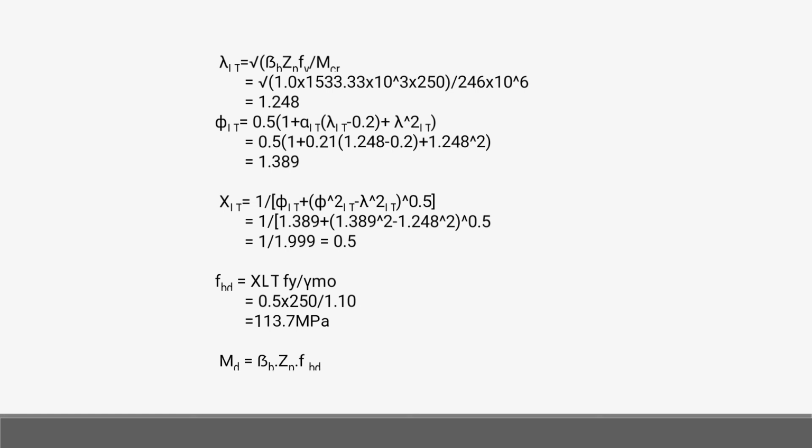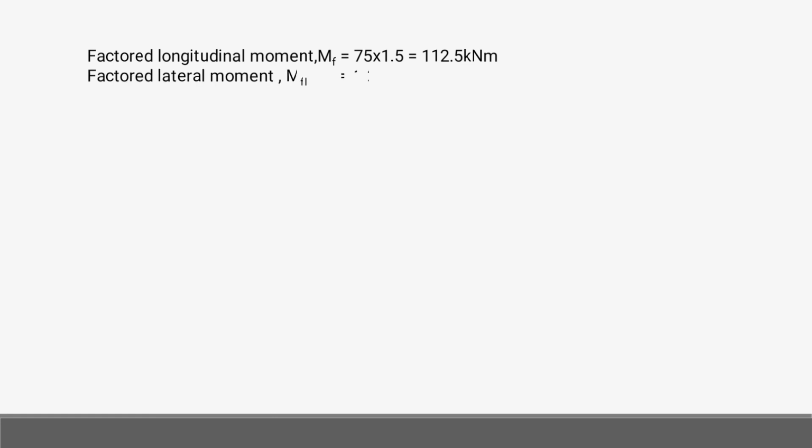So Md is equal to βb into Zp into fbd. This formula is also from our code book IS 800:2007. Apply all the values and you get the answer 174.34 kilonewton meter. Factored longitudinal moment Mf is equal to 75, our moment load, multiplied by 1.5, the load factor constant value. So you get 112.5 kilonewton meter. Factored lateral moment Mf is equal to 1.27 into 1.5, which is 1.91 kilonewton meter.